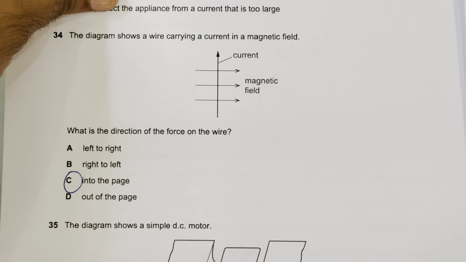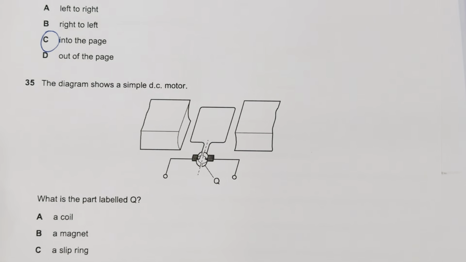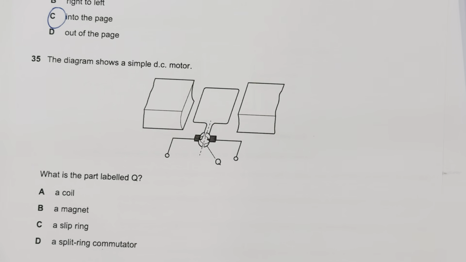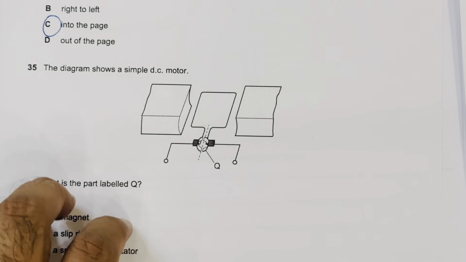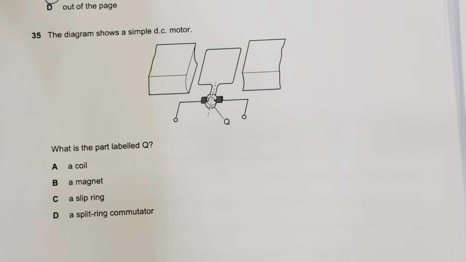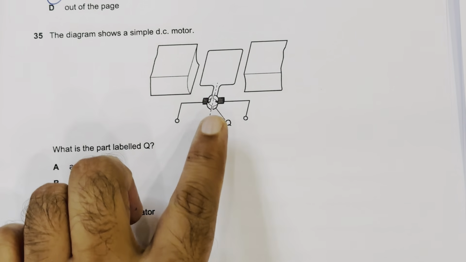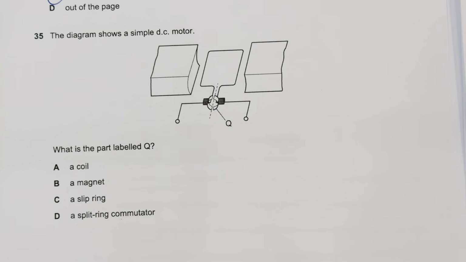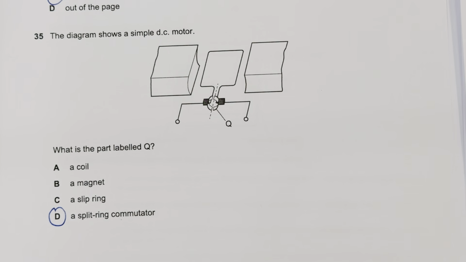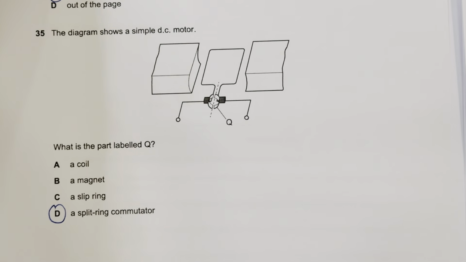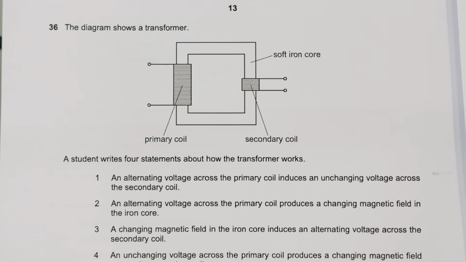Moving to question number 35. The diagram shows a simple DC motor. Okay, what is the part labeled as Q? This is a simple basic question. So it is a split ring commutator. So option number D is the right answer. Split ring commutator. Okay, moving to question number 36.